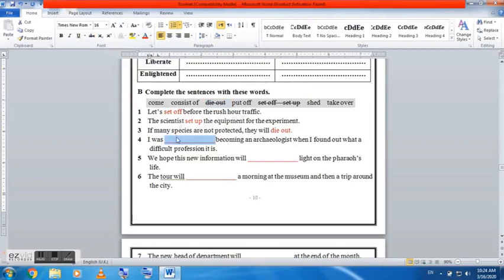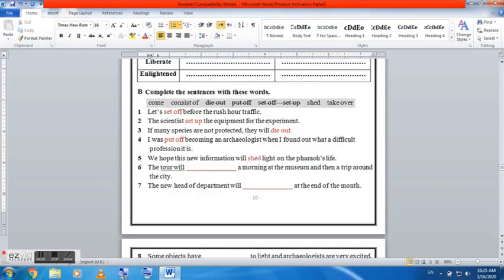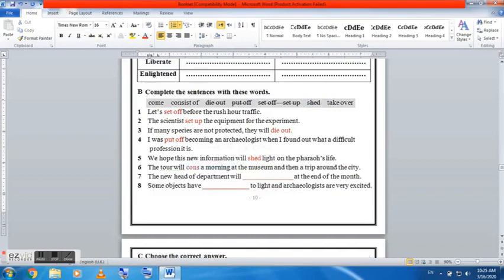Number 4, basically we have I was something becoming an archaeologist when I found out what a difficult profession it is. So the correct answer should be put off. Put off here means that you're not interested anymore in it, because, as you can see here, it's a difficult profession. So it's not something easy that you can do. Number 5, we hope this new information will something light on the first life, so it will shed light.